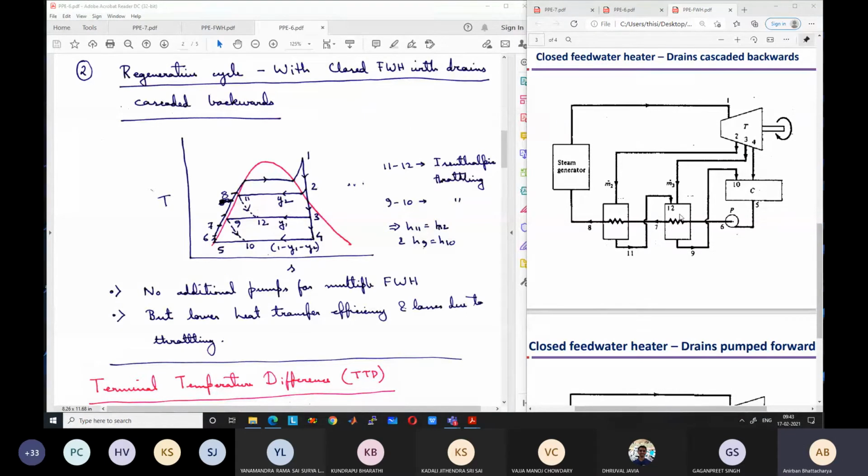Also, there are large losses associated with the throttling process. But otherwise this type of cycle is actually quite good, simplistic in design as compared to the next type of cycle that we are going to study, and can be used in practice because these losses and other things are not very significant as compared to the overall enthalpy. The only point where there is massive loss is the condenser, the last stage.